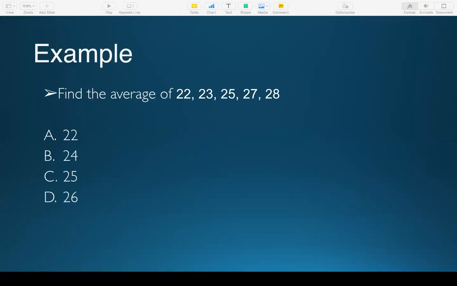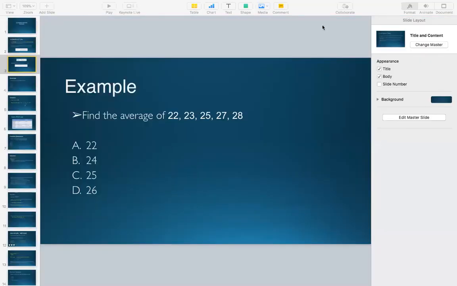Okay, so a simple question for you. Try to solve this question. Hurry up. Find the average of 22, 23, 25, 27, 28. And remember the answer, because we are going to learn a trick to solve these questions. Correct, everyone. Good.